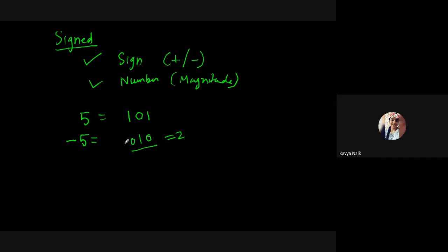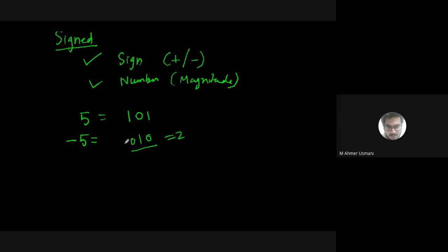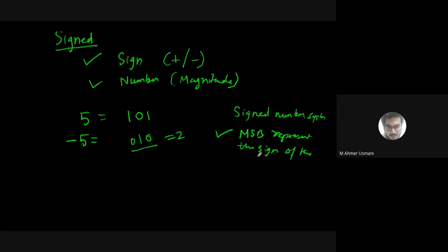So the other technique is basically called the signed number system. What is a signed number system? The signed number system says only one thing, that the MSB represents the sign of the number. MSB represents the sign of the number. Is that clear?